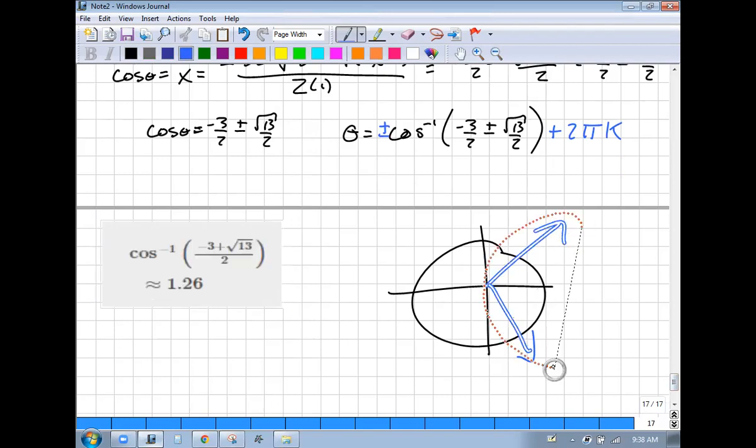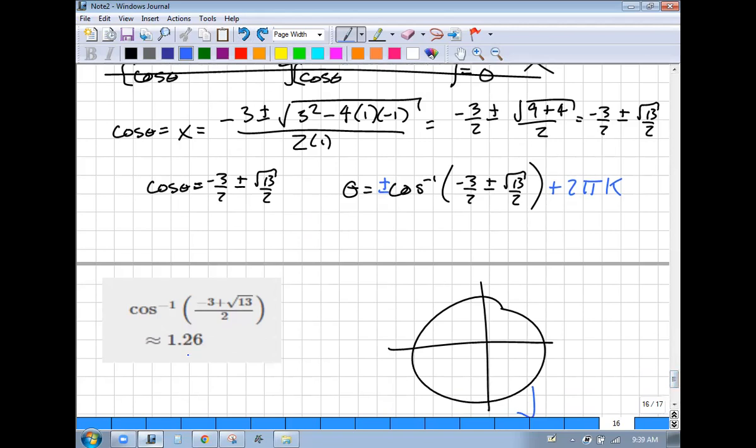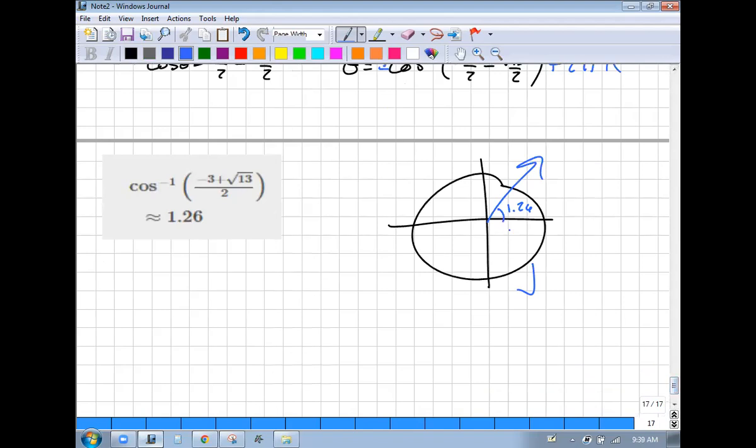Okay, so let's draw our picture accurately, right? So I got to solve for cosine theta with the quadratic formula, and then I need to solve for theta. So I take cosine inverse of both sides. The calculator says 1.26. Well, pi is about 3, right? So 1.26 is somewhere over there as an angle. All right, so we also need negative 1.26. So theta is either plus or minus 1.26 and any angle that points in the same direction.